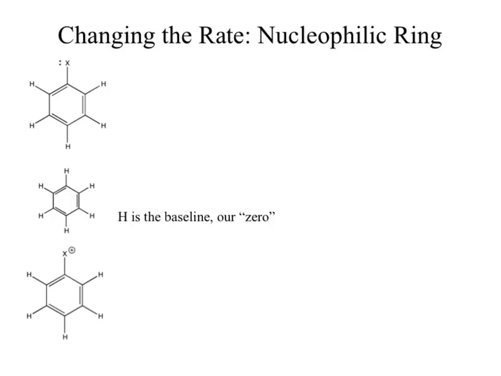What we're going to look at here is changing the rate of our reaction. And at the same time as changing the rate, it also brings in this secondary effect of favoring one product over another. Okay, so when we talked about changing the rate before with our electrophiles, what did we do?